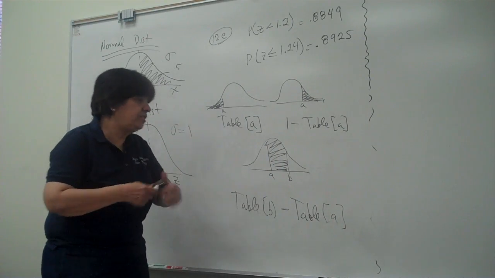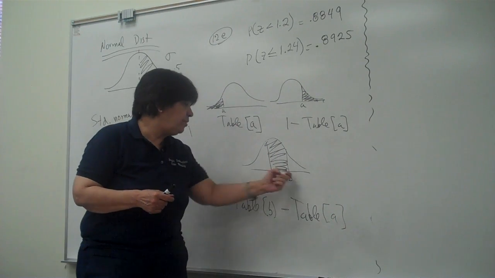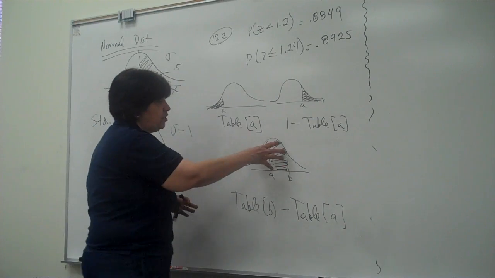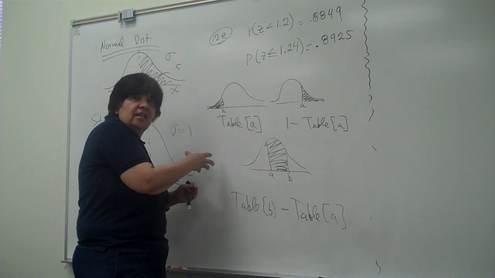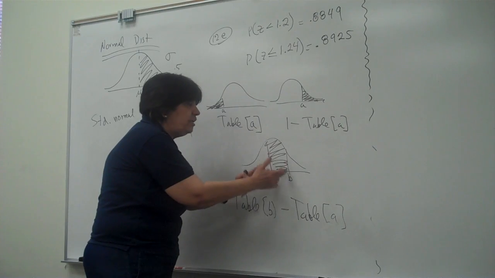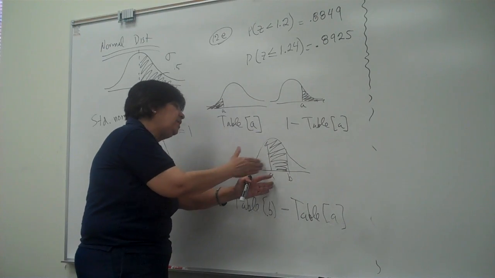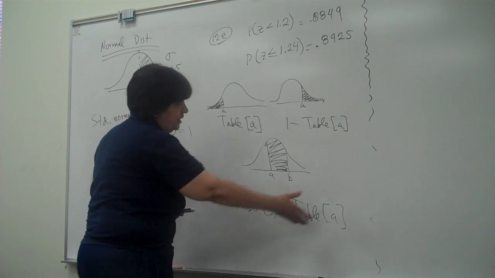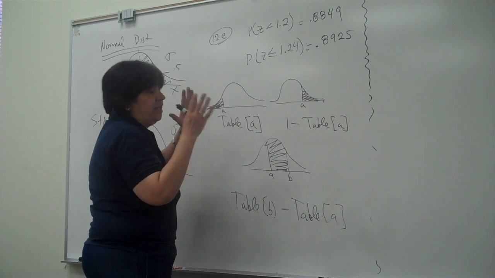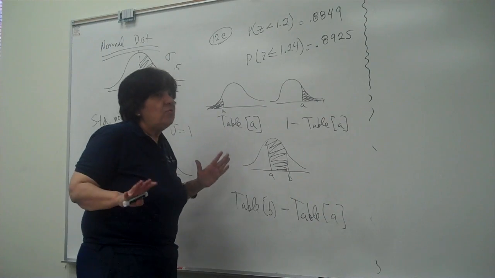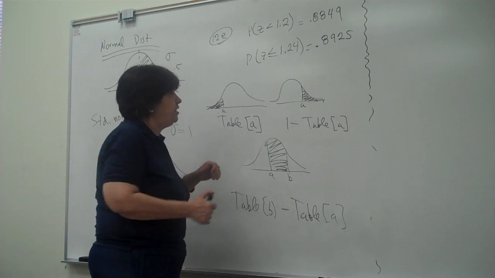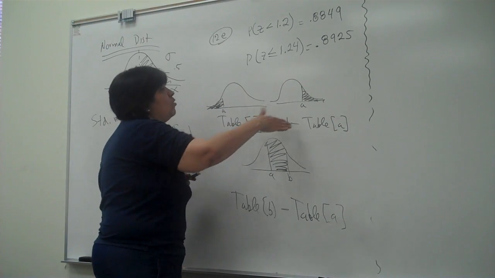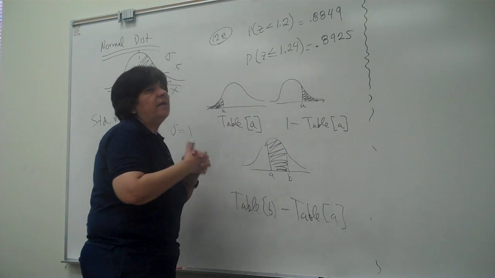Okay, from the lowest number is what is in the table for B, that is going to give us all this area, but since we are interested in only this one, we have to delete this area over here. So that is why. So that's it. There is no other way that they can ask you probabilities.